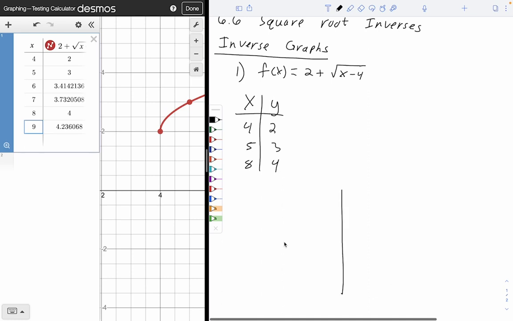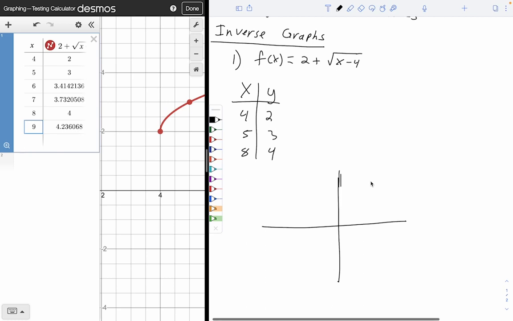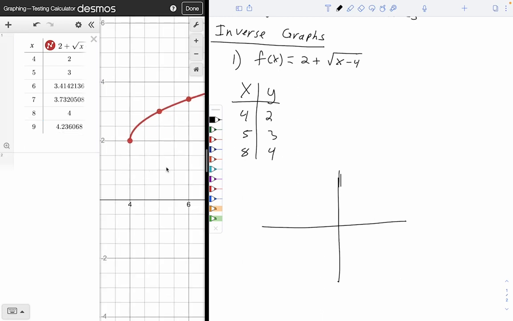So now I'm going to come underneath and sketch. I'm going to put those points on here and sketch my graph using those 3 points. So 4, 2, 5, 3, and then 8, 4. Put those 3 nice easy points on there, and then just sketch your curve.